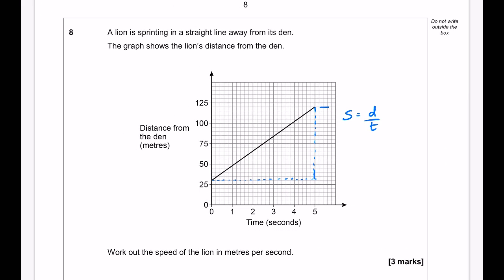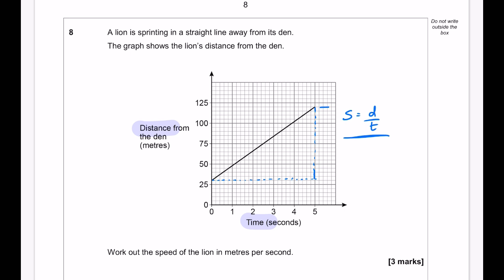Question 8, the formula. Speed is distance over time. And it is a distance and time graph. So then the question is, work out the speed. So as marked on the graph, all you have to do is work out that calculation and get your units right and read it off here.